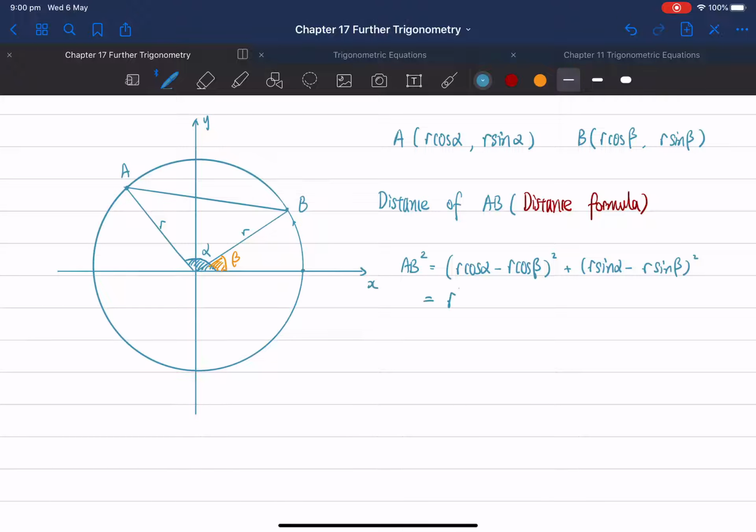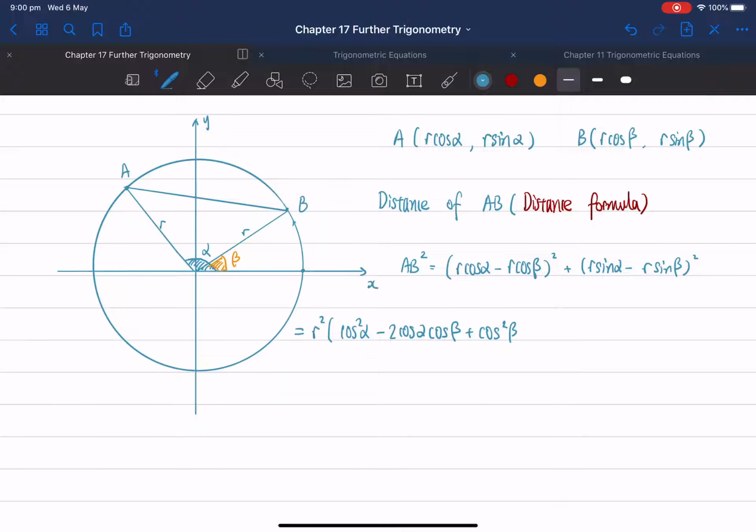Let's take the r squared outside and try to expand that. That will give us cosine squared alpha minus 2 cosine alpha cosine beta plus cosine squared beta. That's the first one. Let's just rewrite this, I need more space, so I'm going to start from here. So r squared, cosine squared alpha minus 2 cosine alpha cosine beta plus cosine squared beta.